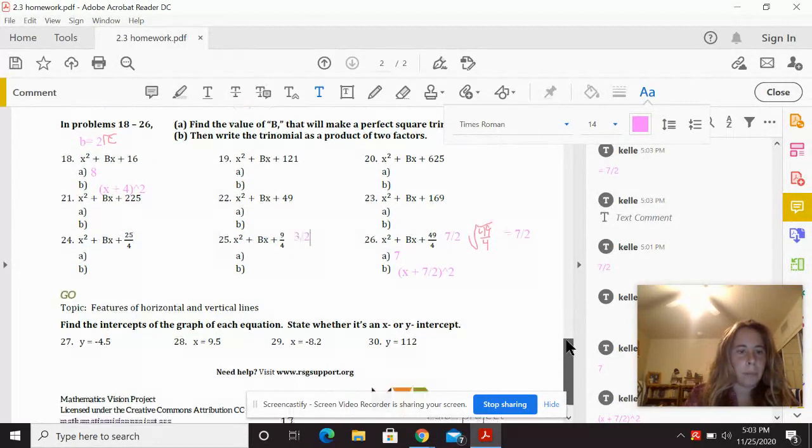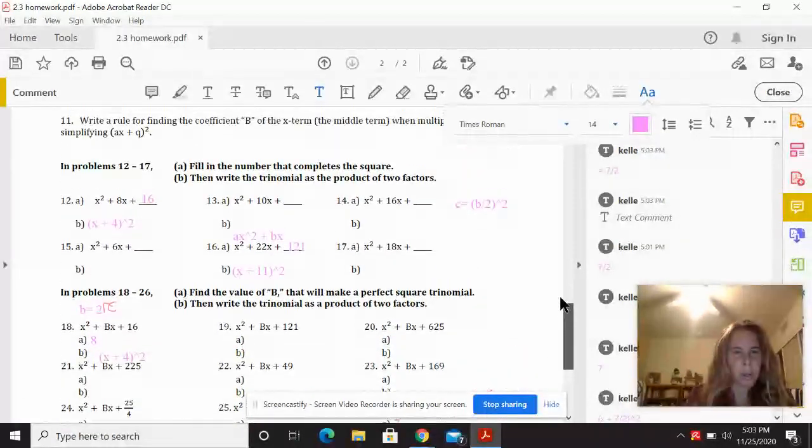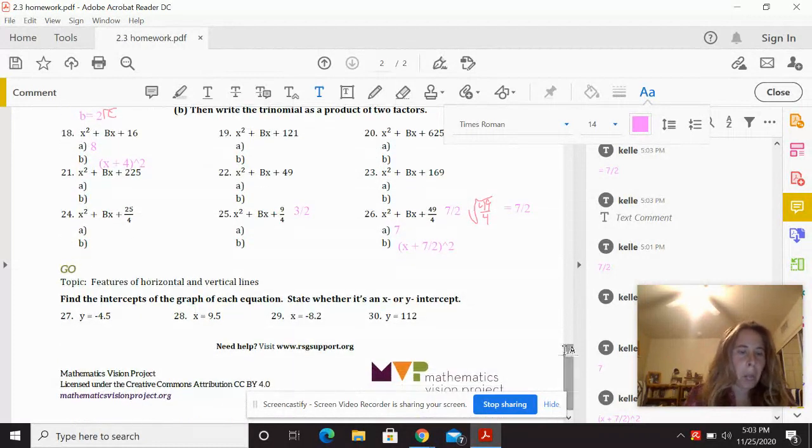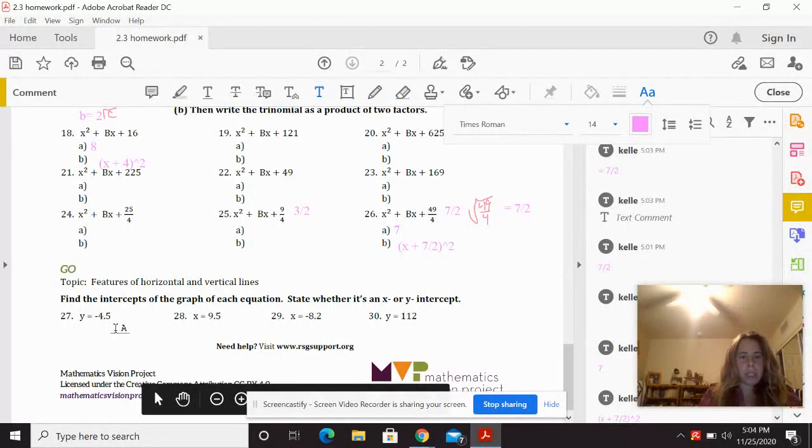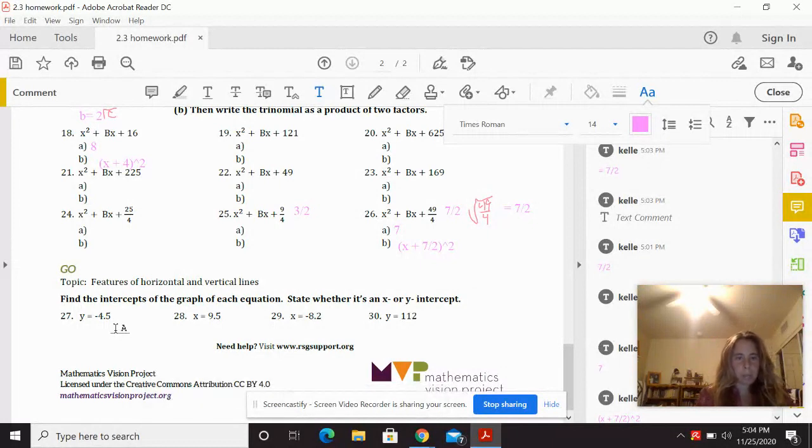Okay, moving right along. This is a quick homework. Find the intercepts of the graph of each equation. State whether it's an x or a y intercept. If it helps to graph them, you can. You don't have to.